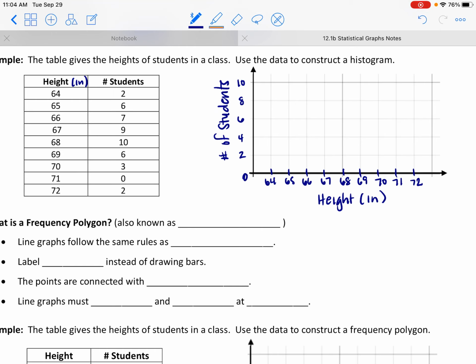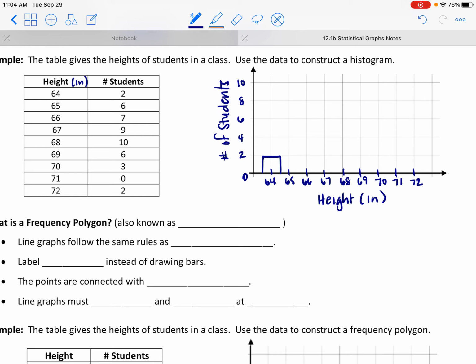So to represent the 2 students that are 64 inches tall, I can go this way, or I can start this way, or I can go centered. And that's the way I prefer, because when I justify it one way or the other, left or right, I always get confused on which number goes with the bar. So you have the option of starting left, starting right, or centering over the number. That's the one I prefer, but it's really up to you.